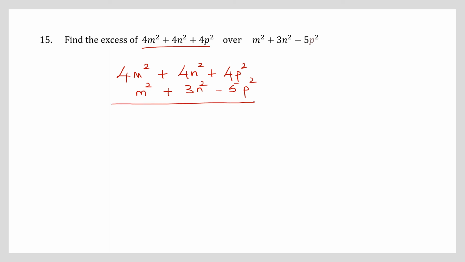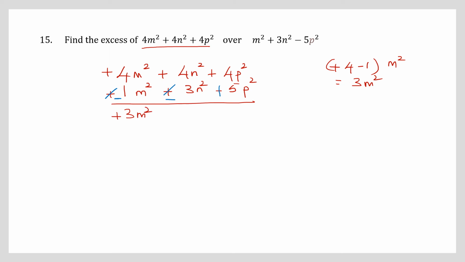Okay, let's write what's missing. Plus 1. Change the signs of the second row. So this becomes minus and plus. So the first one, m square, plus 4 minus 1. This becomes 4 minus 1, 3m square. So plus 3m square.